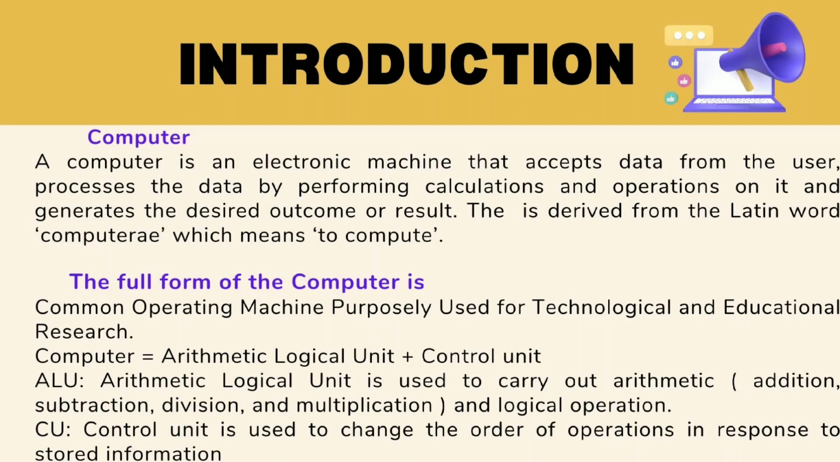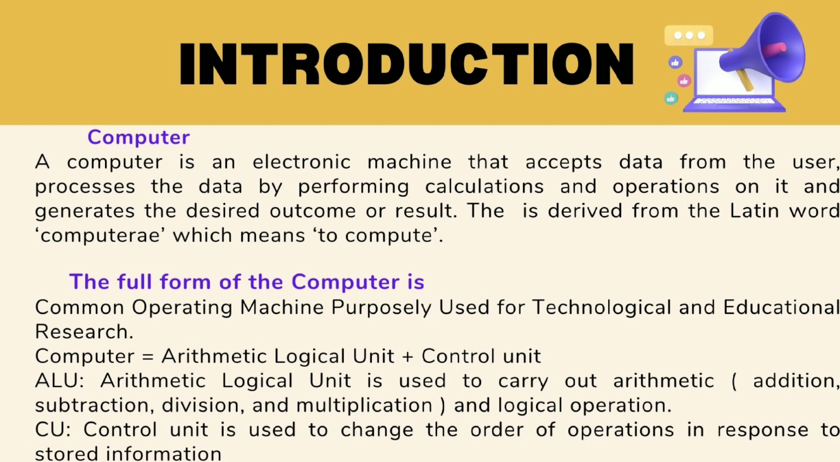Basic computer. Introduction to computer. A computer is an electronic machine that accepts data from the user, processes the data by performing calculations and operations on it, and generates the desired outcome or result. The word computer is derived from the Latin word computere, which means to compute.